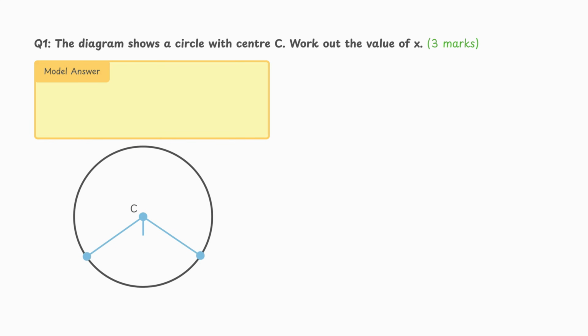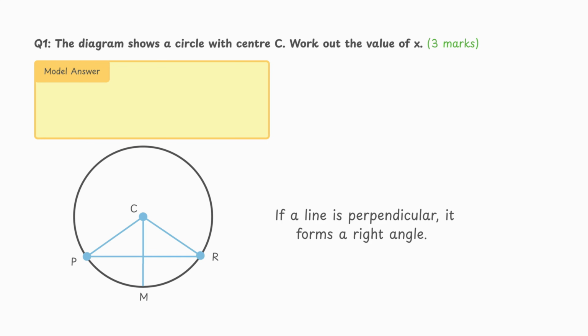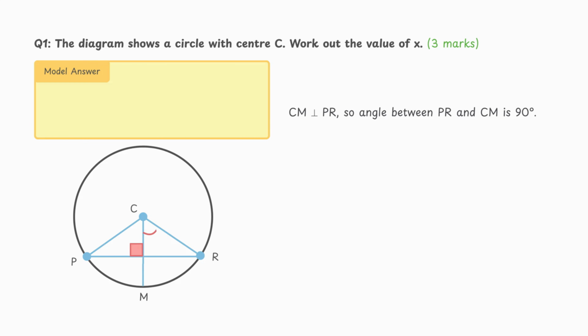We can see that CM is drawn perpendicular to PR. Now recall an important fact. If a line is perpendicular, it forms a right angle. So the angle between CM and PR is 90 degrees. Now look at the angle at C, which is 68 degrees. So to find the angle CPR, we subtract. Angle CPR equals 90 minus 68. That gives 22 degrees. This earns 1 mark.